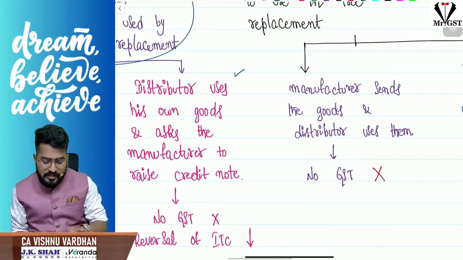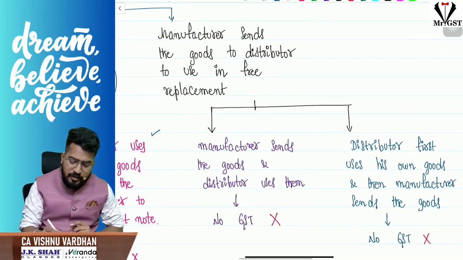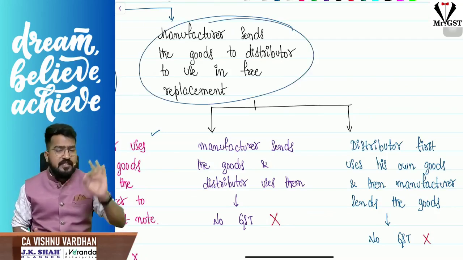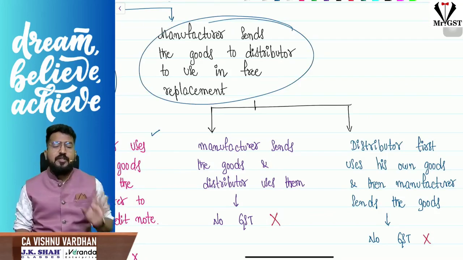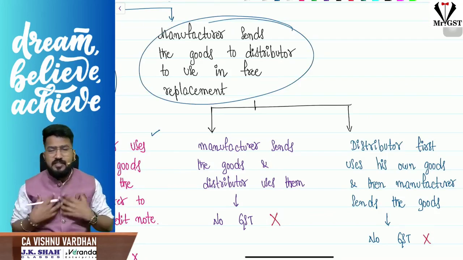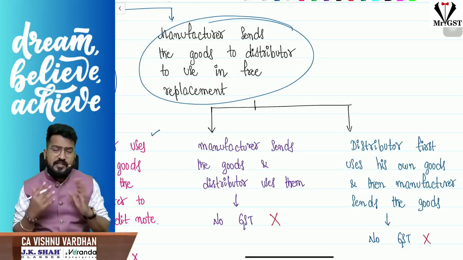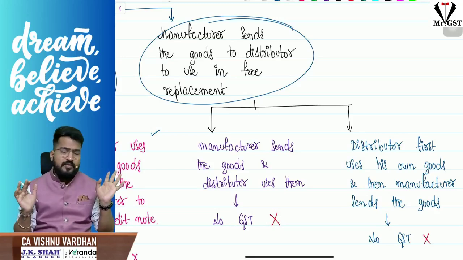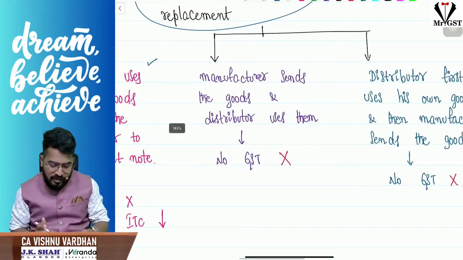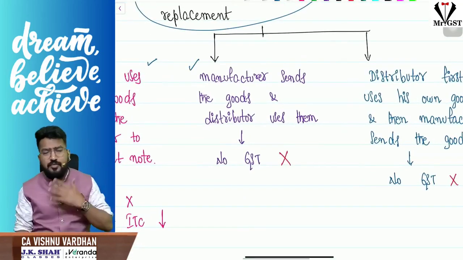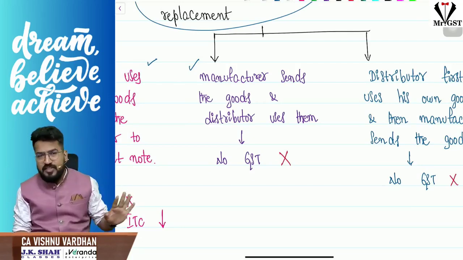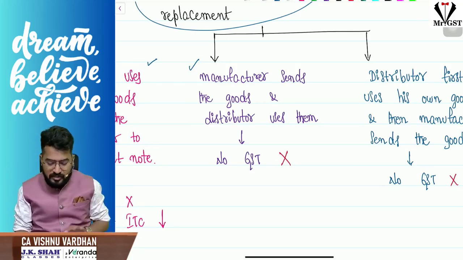Okay. Next, the second possibility is what? Manufacturer will send the silencer to use in the free replacement. So in that case, what will happen? That means he is not actually having any of his own stock. Sir, the manufacturer said, I will send the silencer, you do the free replacement. Then, okay, the manufacturer is sending and the distributor is using them. Then there is no GST implication because the manufacturer is not selling it to the distributor, and the distributor is not selling it to the customer. So no GST implication, nothing. Okay, here no GST impact.